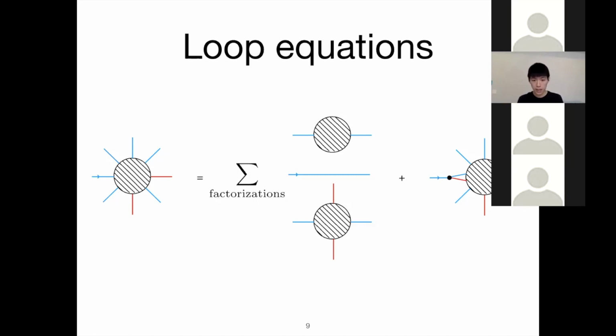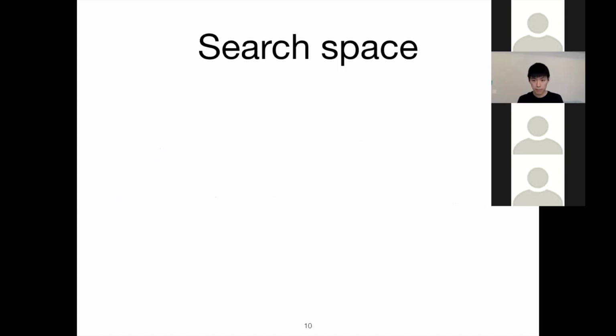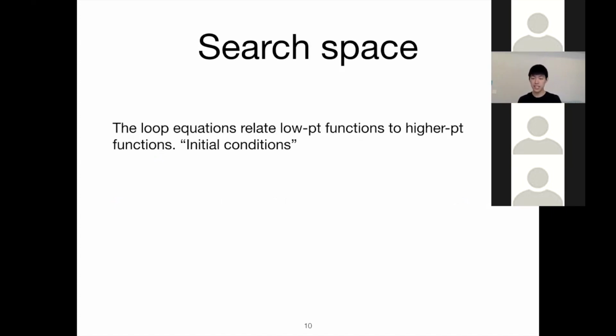Okay, now I just wanted to emphasize one property of these loop equations that we're going to be seeing a lot of in the future. So the property is the so-called search space. The search space is basically the set of initial conditions to the large N loop equations. The large N loop equations, as I've already said, relate the low point correlation functions to higher point correlation functions. So if you know some of the low point correlation functions to begin with, you can generate more and more higher point functions.